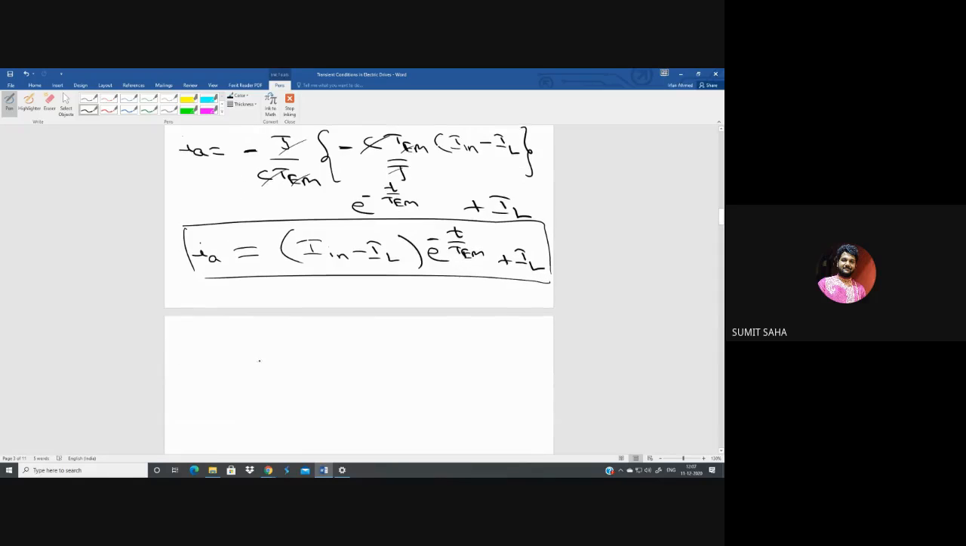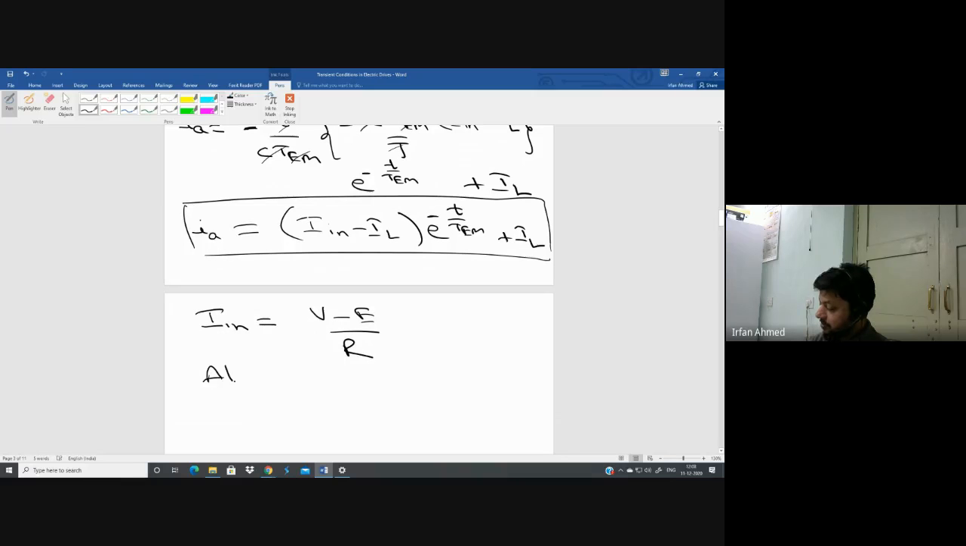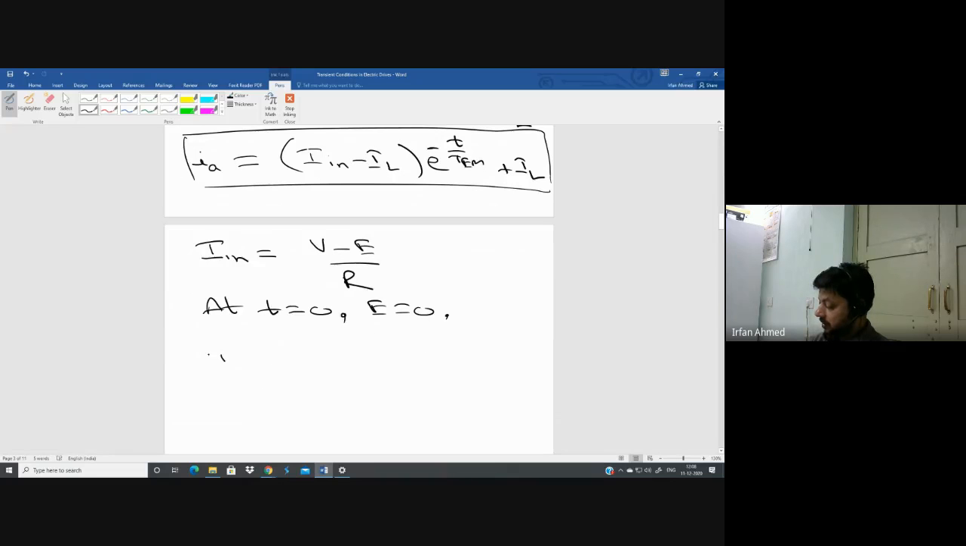Now the initial current, the general equation for the initial current IN is equal to V minus E upon R. In general, the initial current IN will be equal to V minus E upon R. Now when the motor starts from rest, suppose we are starting the motor from rest at t is equal to 0, then the value of E will be equal to 0. So your IN becomes equal to V by R. That we also call as the short circuit current ISC.